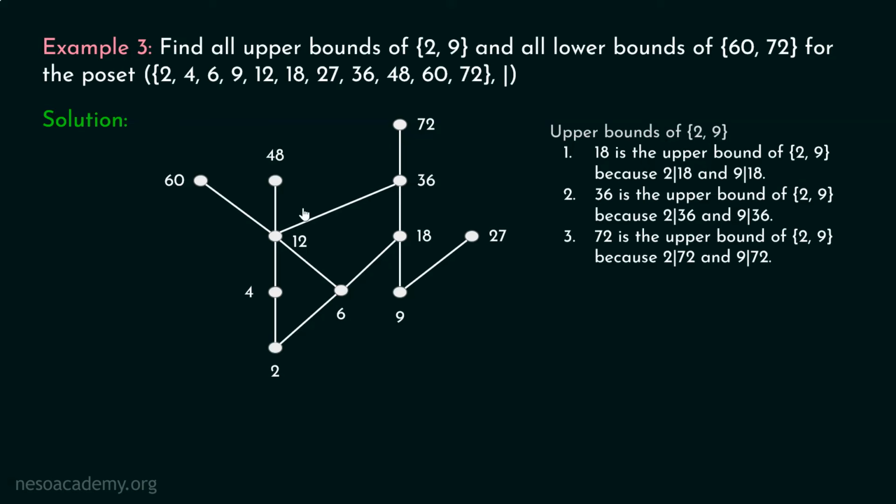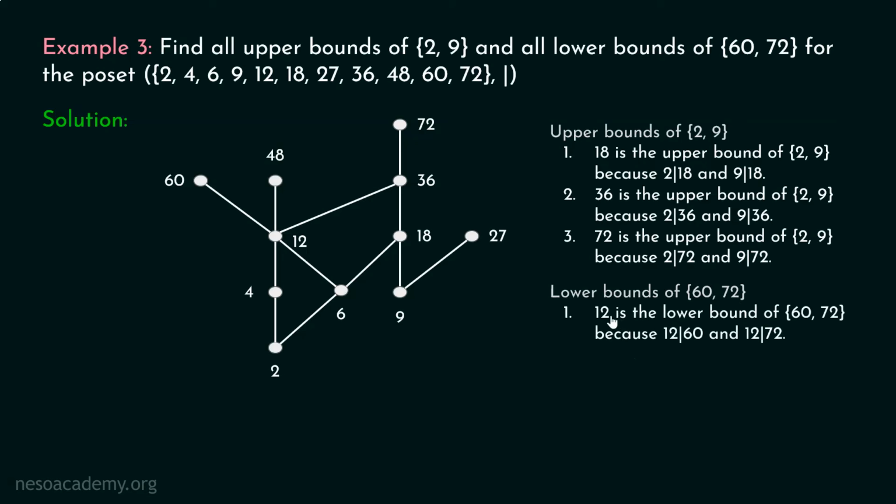Now let's find all the lower bounds of 60 and 72. Lower bounds of 60 and 72 are as follows. 12 is the lower bound of 60 and 72 because 12 divides 60 and 12 also divides 72. We are talking about lower bounds, right? You can see that there is a path from 12 to 72 and 12 to 60. Therefore, 12 is the lower bound of 60 and 72, right?